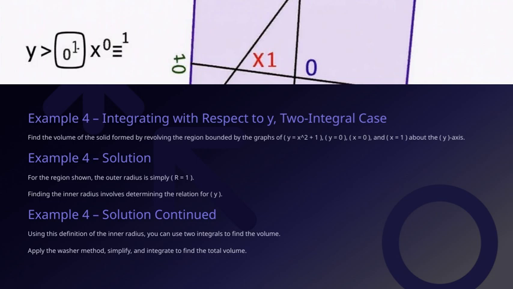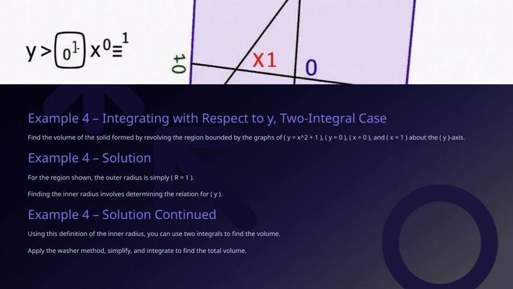The outer radius is straightforward. It's just r equals 1. This simplifies our calculations because the outer boundary is fixed. So, when we're setting up our integral, we're considering the volume generated by revolving this region around the y-axis.